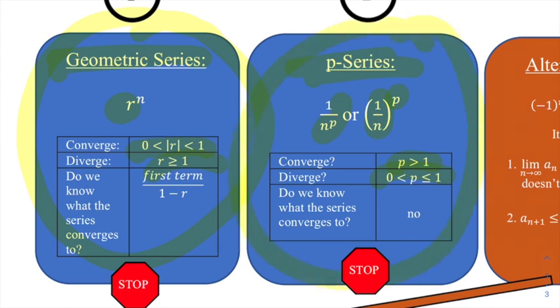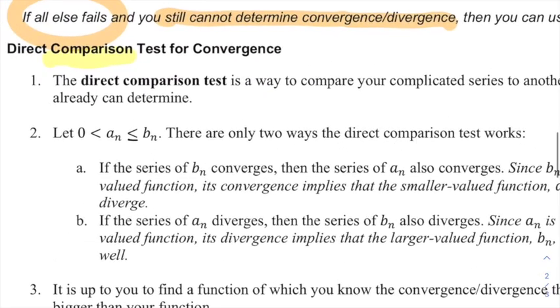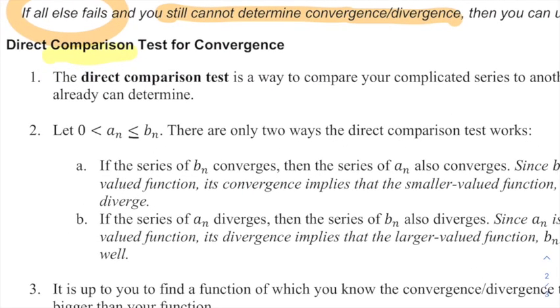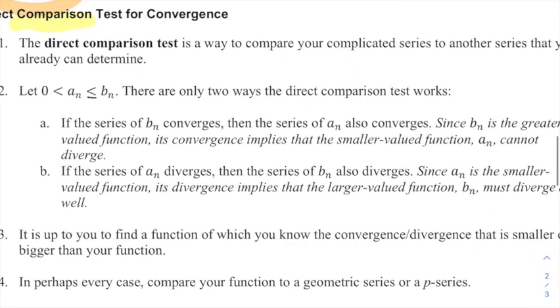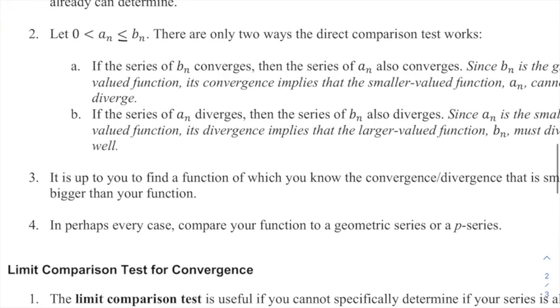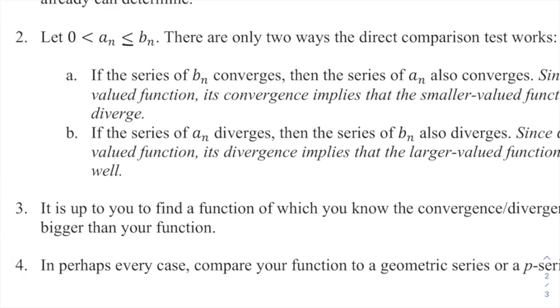So on these comparison tests, what we're really going to be doing is taking a more complicated looking function that we are taking the series of, and trying to compare it to a geometric series or p-series. We have a couple of rules for that. First is the direct comparison test, a way to compare your complicated series to another series that you can already determine, like I just said. Here's the deal. You're going to take your series, a sub n, and then another series like a geometric series or p-series, which we'll call b sub n.